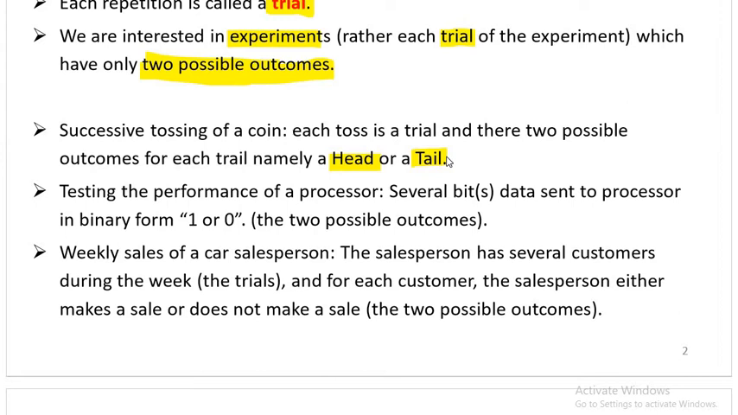Another example is testing the performance of a processor. In computer language we only consider the binary numbers 0 and 1, so there are only two possible outcomes: either it will be 0 or 1. Another example is weekly sales of a car salesperson. The salesperson has several customers during the week, which are the trials. Now a customer will either buy a car or refuse to buy a car, right? Either he will buy or he will not buy. So again, two possible outcomes.